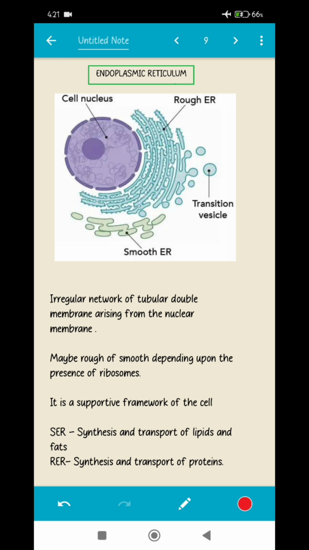Now, smooth endoplasmic reticulum helps in the synthesis and transport of lipids and fats. Since they have pipe-like structures, they help in the transport and synthesis of fats and lipids. In the case of rough endoplasmic reticulum, since they contain ribosomes on their outer surface, and ribosomes are associated with synthesis of proteins, the rough endoplasmic reticulum will help in the synthesis and transport of proteins. So from where do they transport these substances? From inside the nucleus to outside, that is from the nucleus to the cytoplasm. Whatever substances are being transported, it is done through the endoplasmic reticulum.